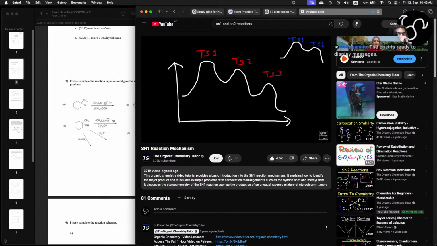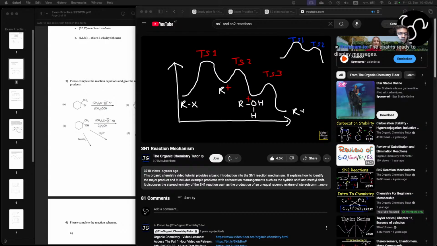But let's focus on the last reaction that we did. So here we have the reactant, or the substrate, the alkyl halide. And then here's the second intermediate, which is the carbocation. And then after that, we had the protonated alcohol, or the oxonium species, where the oxygen had a positive charge. And our final product is the alcohol. So for a 3-step reaction, you should have 3 transition states. Keep that in mind.